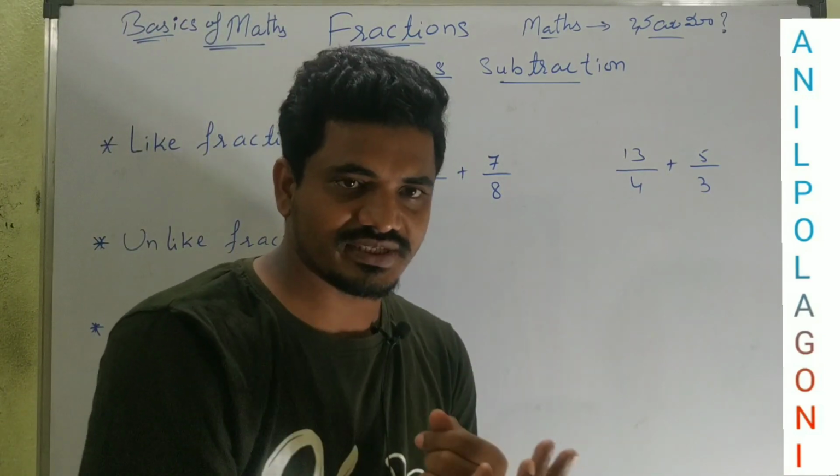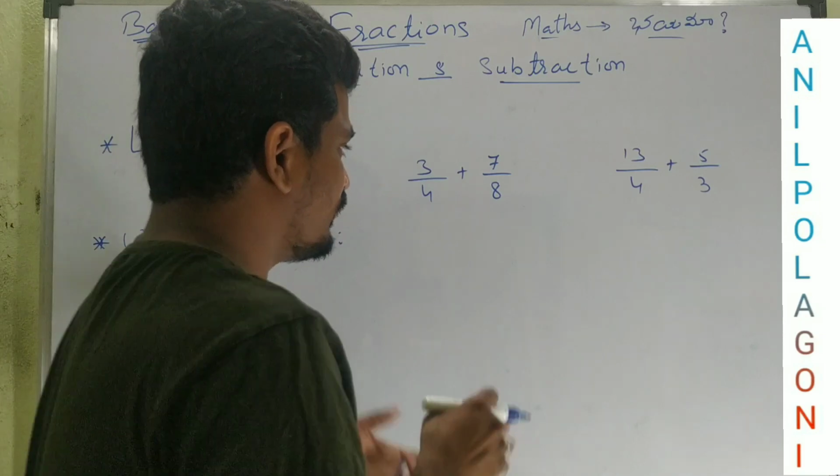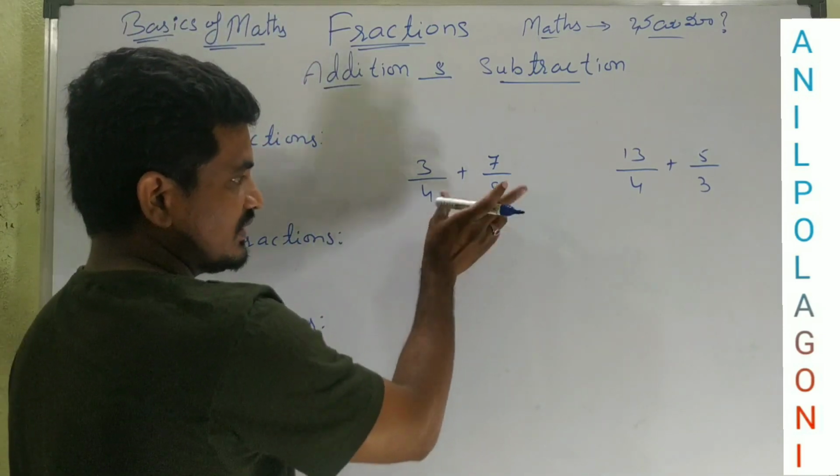Two types of unlike fractions are there. So what are the two types here? What is the first type here?